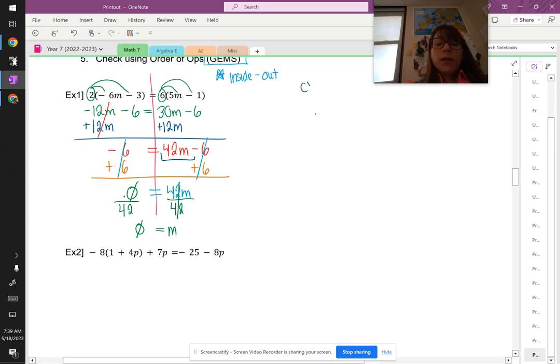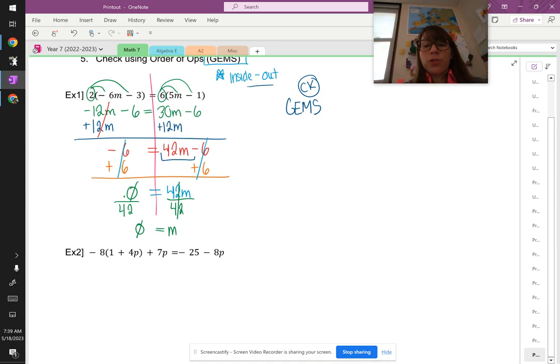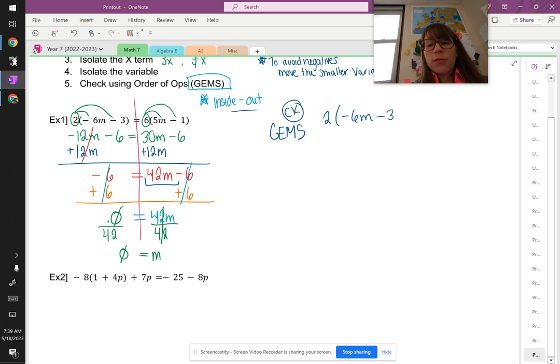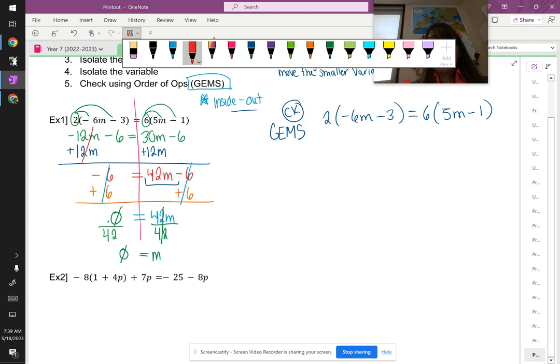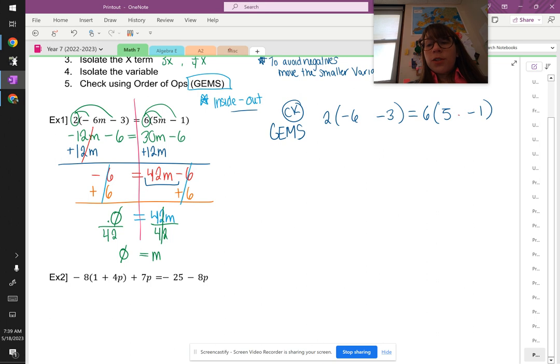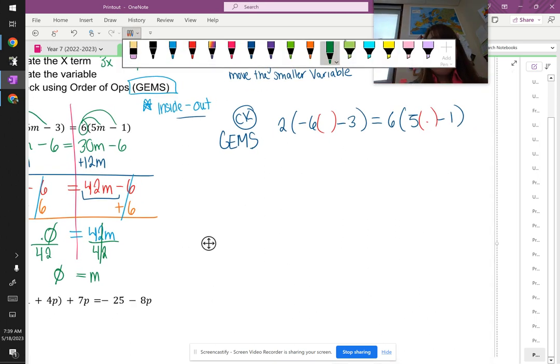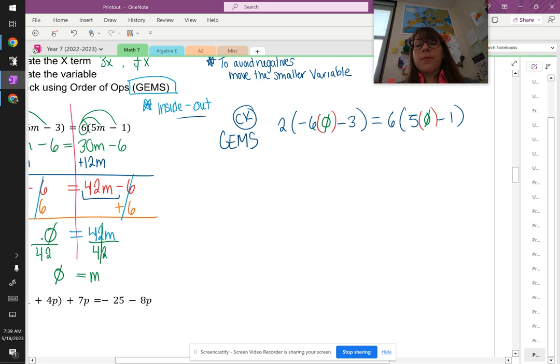Now, taking a look at my check, remembering that we're following GEMS and working from the inside out when we're doing this check here. Starting first with just rewriting the original equation. 2 parentheses negative 6m minus 3 equals 6. Now this one, because there's like parentheses already in it, it's going to be really important when you're substituting in your parentheses that you don't mess anything up. Mrs. G would say you can just erase and replace here. Replace with those empty parentheses first. Then we can go ahead and substitute in our 0 every place there was an m.